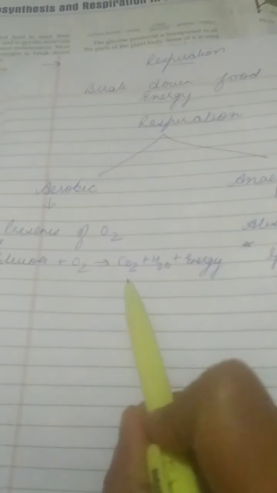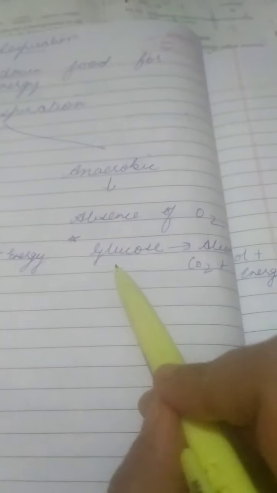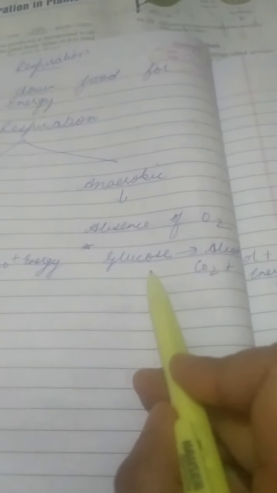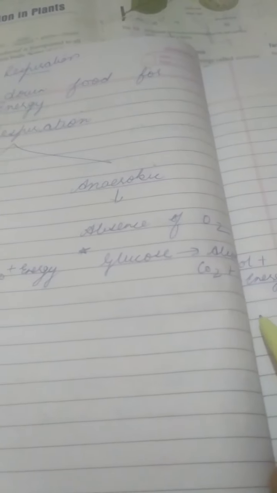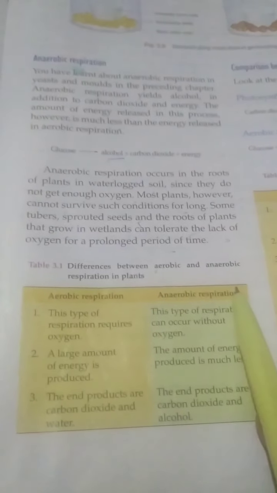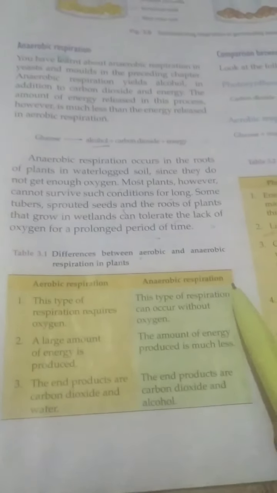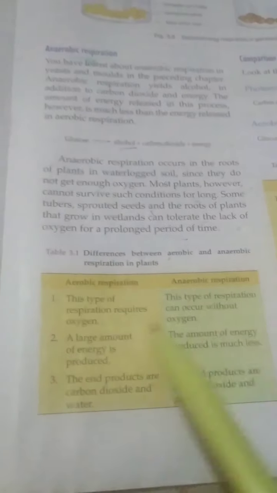And students, here you can see in aerobic respiration the end products are carbon dioxide, water and energy. But in anaerobic respiration oxygen is absent. Here you can see oxygen is absent and the end product is alcohol. Instead of water, the end products are alcohol, carbon dioxide and energy. So this is the difference between aerobic and anaerobic respiration. You can see aerobic respiration requires oxygen but anaerobic occurs without oxygen.